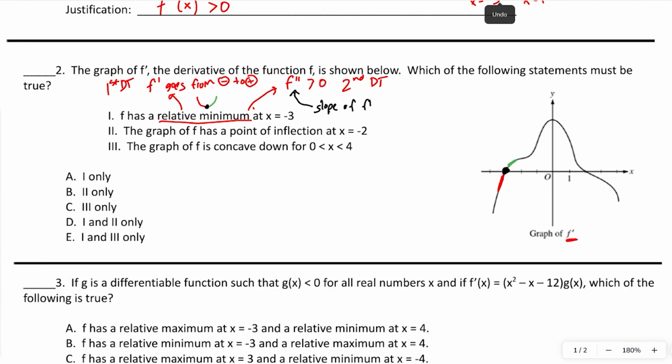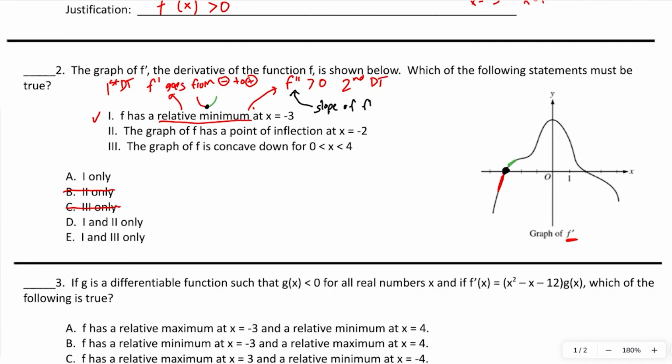So whether you want to use the first derivative test or the second derivative test doesn't matter. Whatever one is easier for you to comprehend will work. But either way, this is going to be a true statement. So one has got to be true. So we can eliminate B and C here.